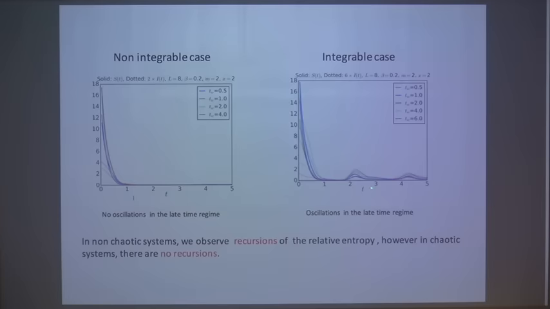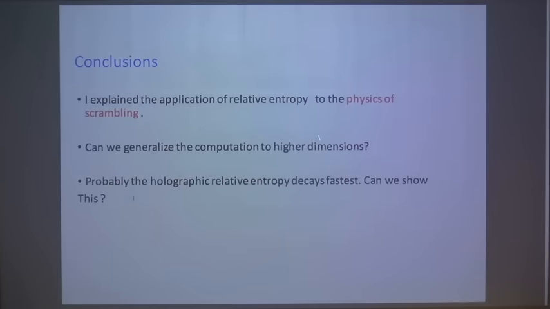However, in the integrable case, we can see oscillation behavior at late times, meaning that there's no scrambling in the system. And so to conclude, we consider the time evolution of relative entropy and discuss the relation to the physics of scrambling. Thank you.